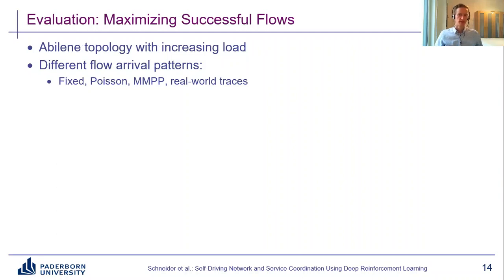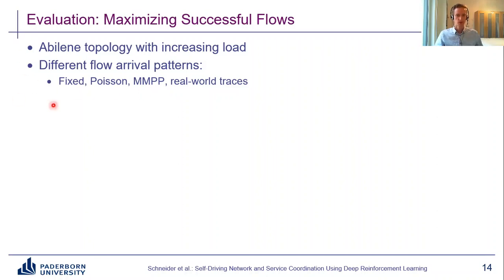For the traffic arrival at these ingress nodes, we considered different flow arrival patterns. So we started with the simplest case, just fixed deterministic flow arrival, flows arriving every 10 time steps. Then we made it a bit more realistic, but also complex, looking at Poisson arrival with a fixed mean. And then again, made it a bit more complex, but also realistic, looking at a Markov modulated Poisson process with 2 Markov states switching between high and low traffic arrival. And then lastly, we looked at real-world traffic traces that we found for this Abilene network.